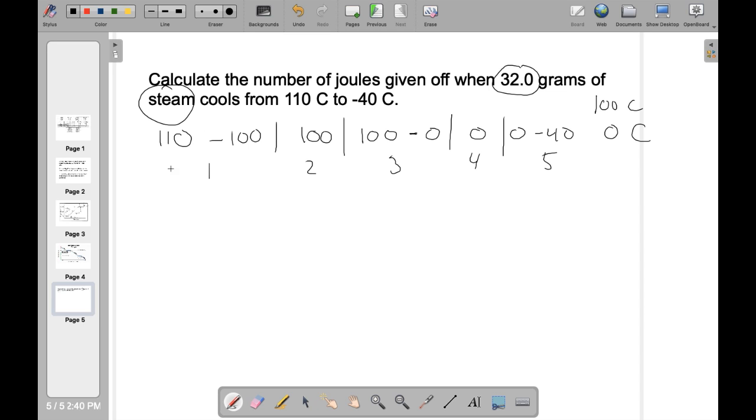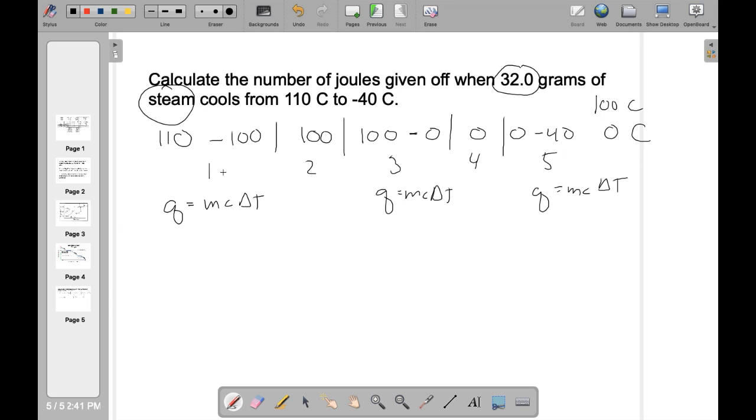Let's look at this step first. In here, I'm going to use Q equals MCΔT. I would also use Q equals MCΔT in here, and also in here. Here I'm going to use the heat of vaporization, and here I'm going to use the heat of fusion. Although I understand we're not vaporizing, we're using theoretically the heat of condensation, which is the same thing.